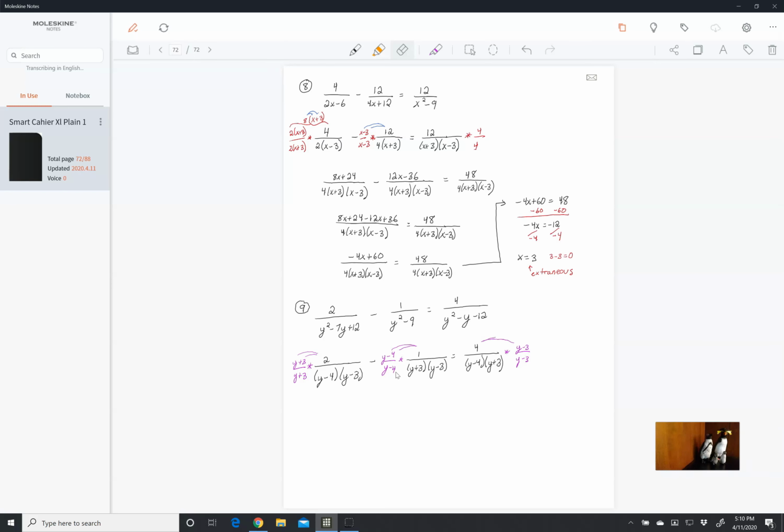So we have to distribute. So do not forget to distribute. That's going to be a big mistake that people are going to make. So just be really careful about that. So that leaves us with 2y plus 6. We have a y plus 3, y minus 4, y minus 3. You should always check that your new denominators are all the same. Then we have minus y minus 4. We were multiplying by a 1. And then a y plus 3. Remember, order doesn't matter here because it's all multiplication.